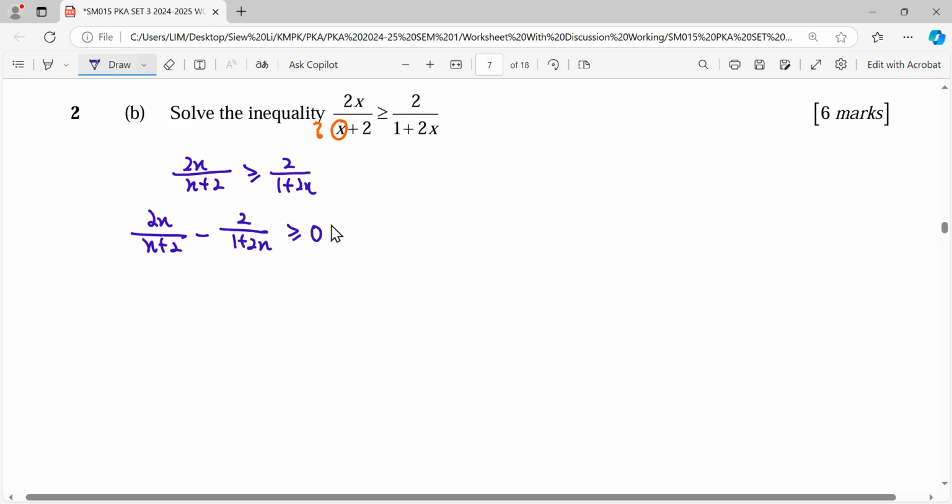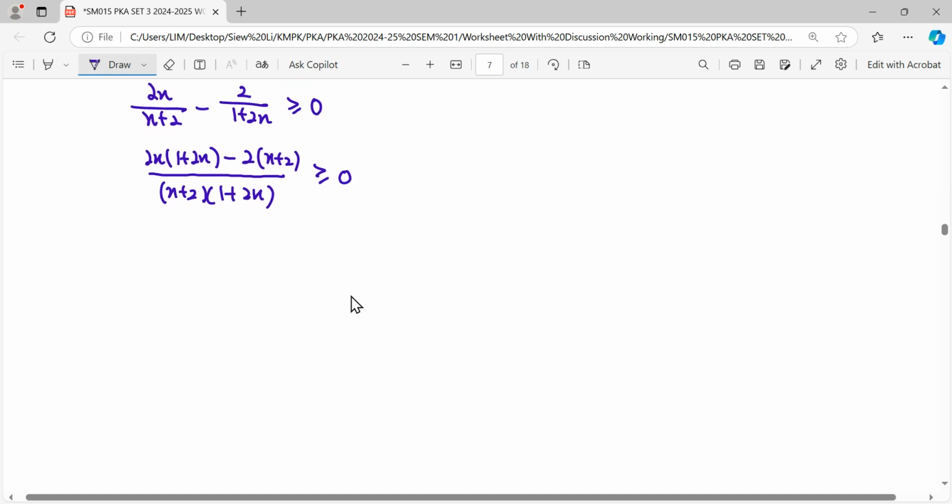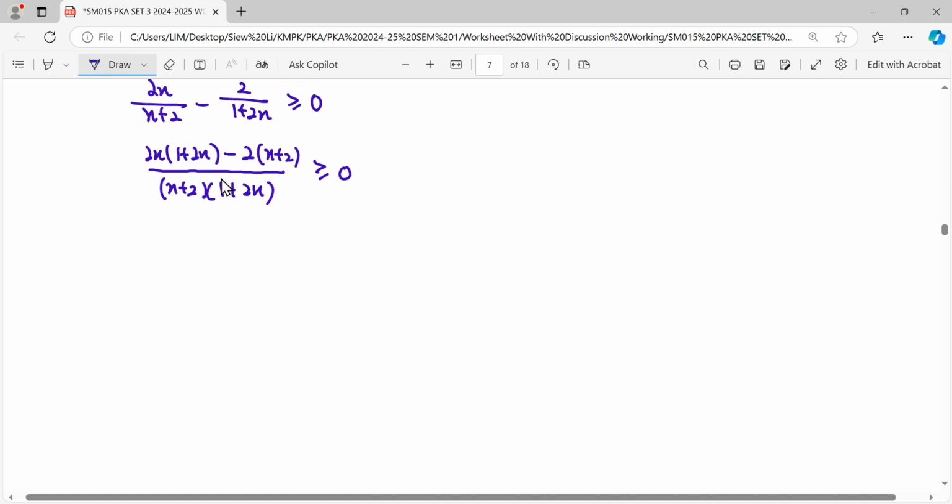Let the right hand side be 0. Then for these two fractions, we're going to get the same denominator. Make the denominators the same, where this one we will multiply with the denominator of 1 plus 2x, and 2 will multiply with x plus 2. Then for this fraction, we're going to simplify until a single fraction and in factorized form.